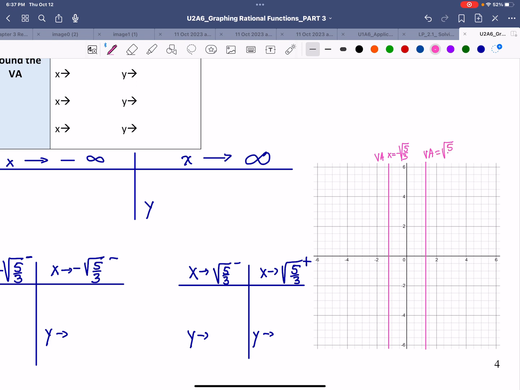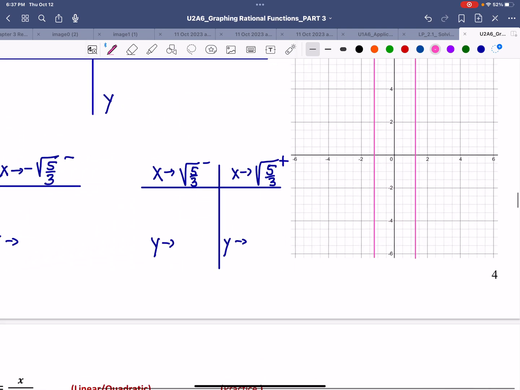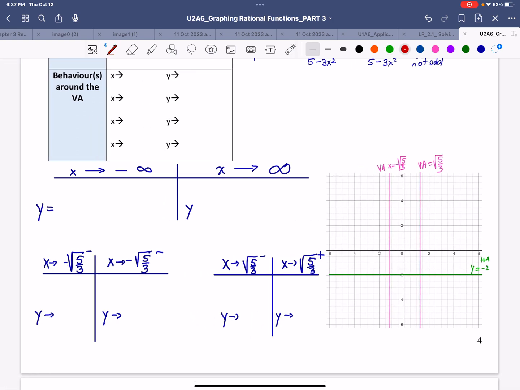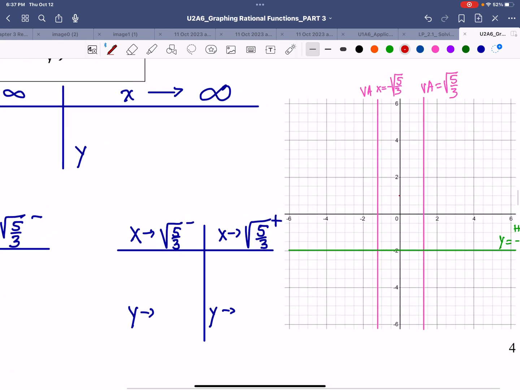And this would be the vertical asymptote at positive square root of 5 over 3. So next I will draw the horizontal asymptote, which we said is at y equals negative 2. Here comes the horizontal asymptote. And again, whenever you draw the asymptotes, make sure to label them. So y equals negative 2 is the horizontal asymptote. We have a y-intercept, which is at 1 over 5. 1 over 5 is 0.2, so if this is 1 unit, 0.2 is about 1/5 of it. So it will be a point somewhere in here.